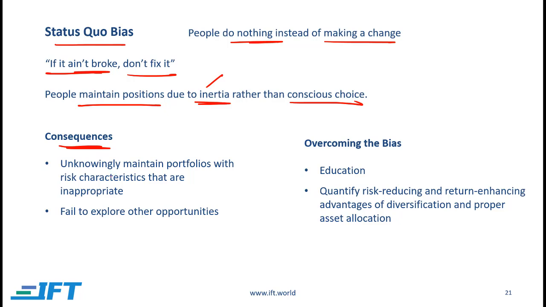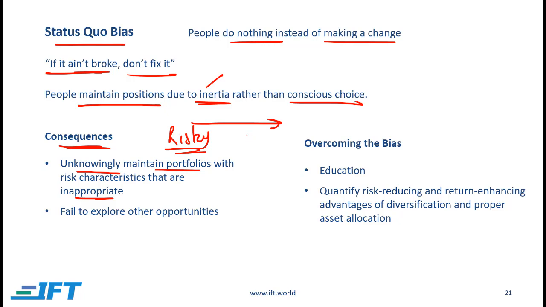One consequence is to unknowingly maintain portfolios with risk characteristics that are inappropriate. So what does this mean? Let's say that when we are relatively young, we have a portfolio that is somewhat risky, and this risky portfolio makes sense given our current circumstances. But as we get older, theoretically, our portfolio should become less risky.